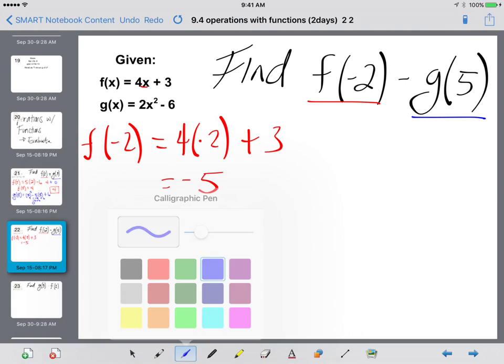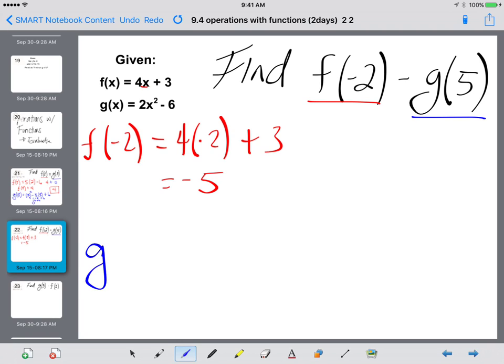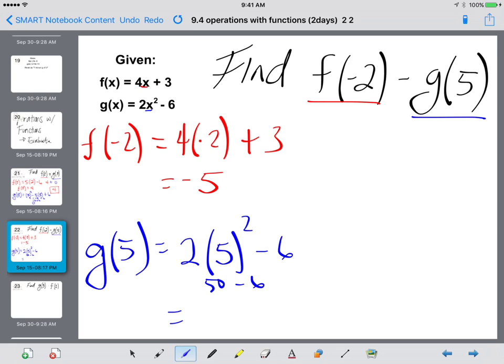Let's evaluate g of 5. So I'm going to plug it in for any and all x's. So we have 2 times 5 to the second power minus 6. Well, 5 to the second power is 25. 25 times 2 would be 50 minus 6. My g of 5 is equivalent to 44.